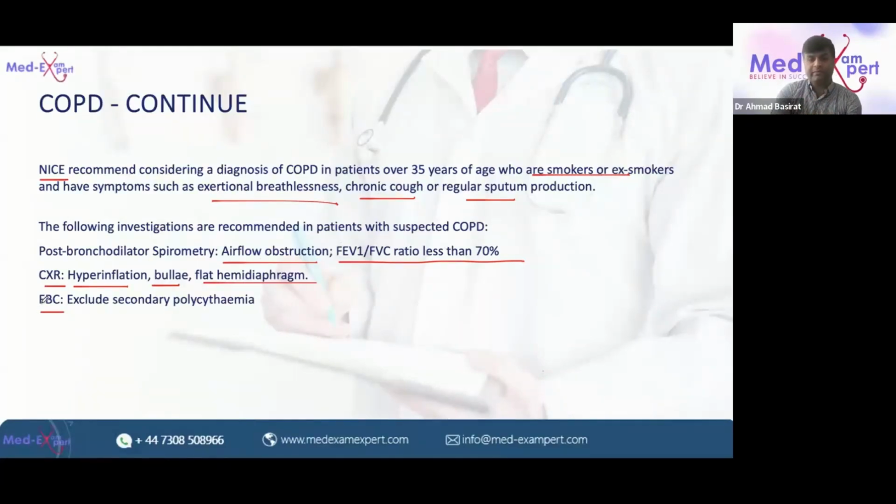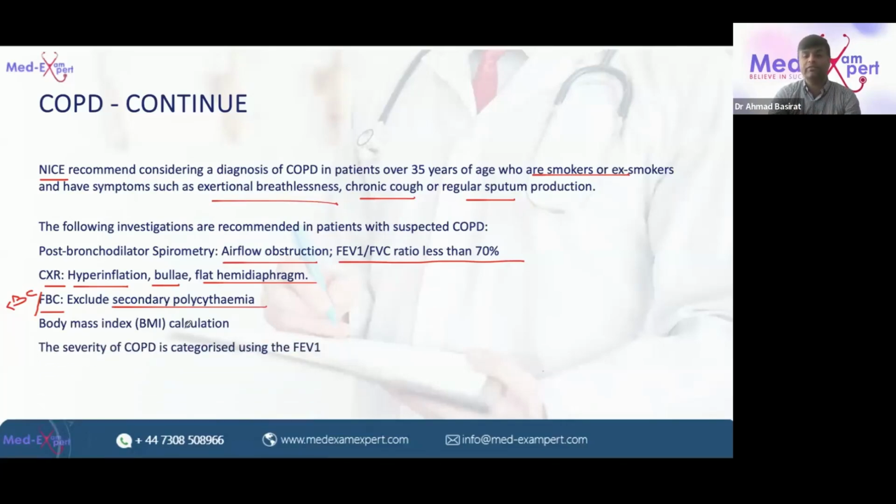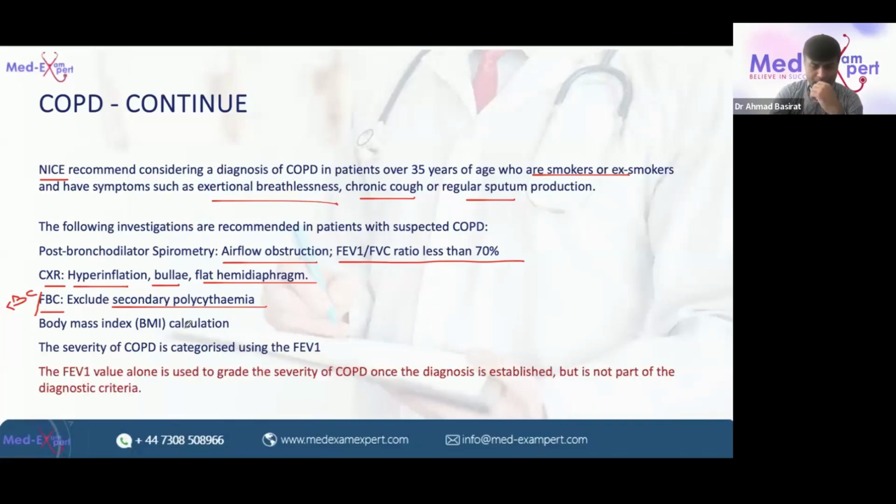When we check the bloods, FBC is full blood count, or you can say CBC. That's the same thing. What it will show is hemoglobin is up, which can be secondary polycythemia, and that's because of the hypoxia. And then the BMI, obviously you need to see the BMI, and then severity of COPD is categorized using FEV1. I've already told you, into mild, moderate, severe, very severe, and gold 1, 2, 3, 4. The FEV1 value alone is used to grade the severity of COPD once the diagnosis is established.